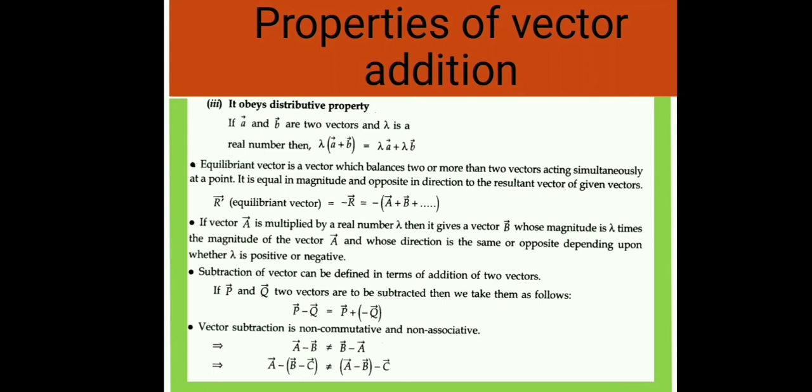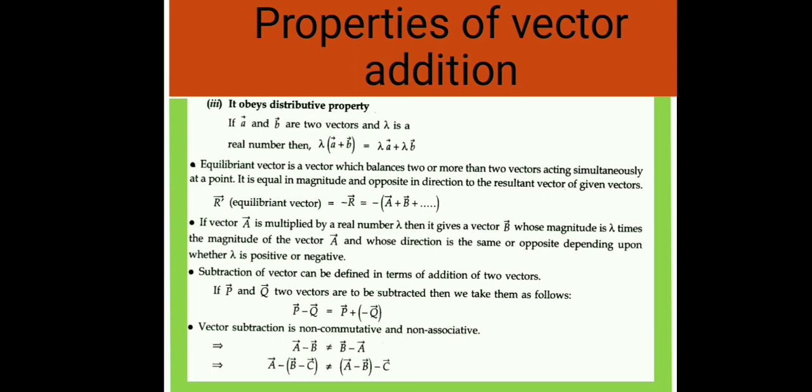Now, equilibriant vector is a vector which balances two or more than two vectors acting simultaneously at a point. It is equal in magnitude and opposite in direction to the resultant vector of the given vectors. So, the equilibriant vector is equal to minus R vector, where the resultant is minus of a vector plus b vector plus, and so on.